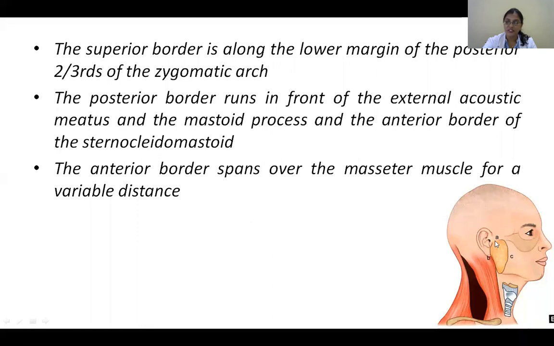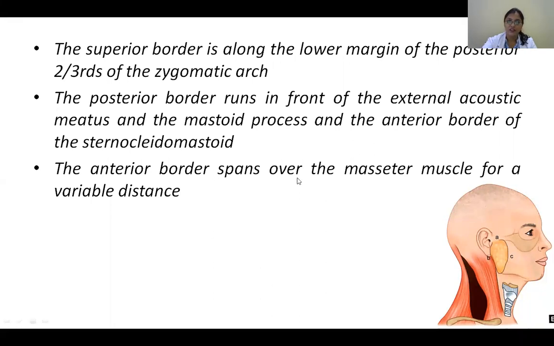So here upper border they have drawn a line. Then posterior border runs in front of external acoustic meatus and mastoid process and anterior border sternocleidomastoid. So this is the external acoustic meatus here. Okay, then go up to your mastoid process. Then you can feel your sternocleidomastoid. So here is the upper border that you're going to draw.